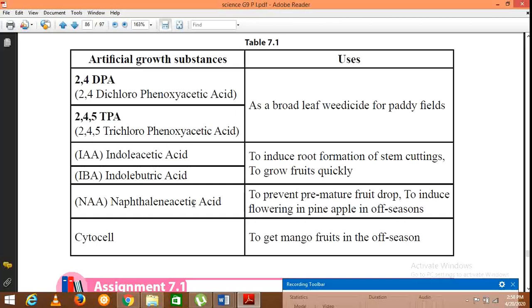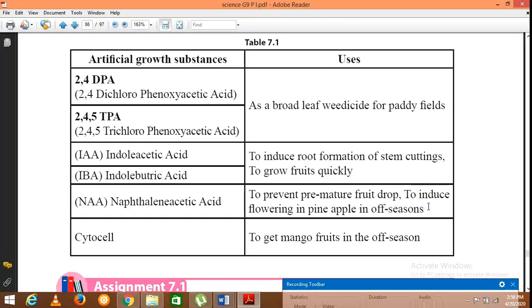Then naphthalene acetic acid is used to prevent premature fruit drop. Sometimes when we grow a plant naturally, the premature fruits will drop without ripening or without being matured. That is prevented once we use this NAA. And it is also used to induce flowering in pineapple in off seasons. So there are seasonal crops. Pineapple is also such an example.